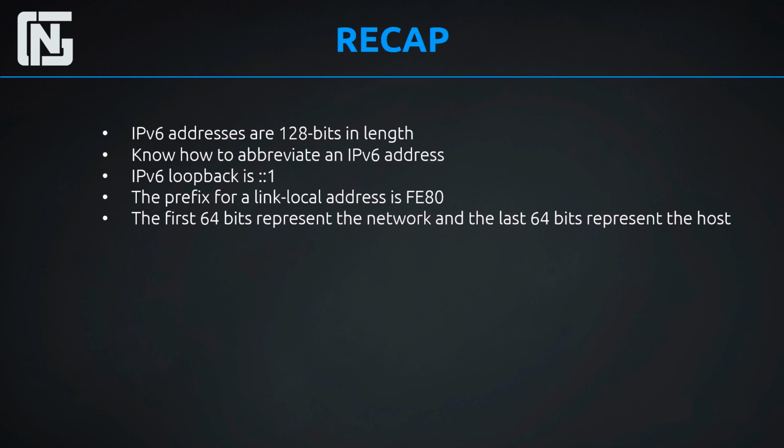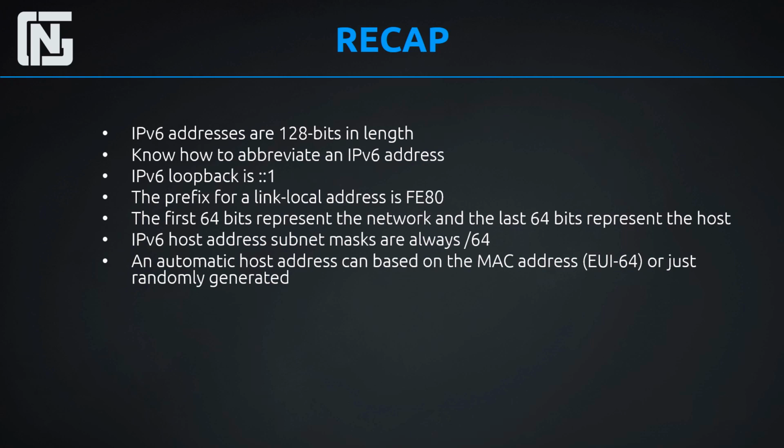And we also need to know that the first 64 bits, which is the first half of our IPv6 address, is the network portion and the routing portion, and the last 64 bits is always for the host. And our address masks are always /64 for our hosts. If we look at a network ID, it might be a /48 or a /56 or something like that. But when we actually look at our host global address or unique local address, it's always going to be a 64-bit mask, /64.